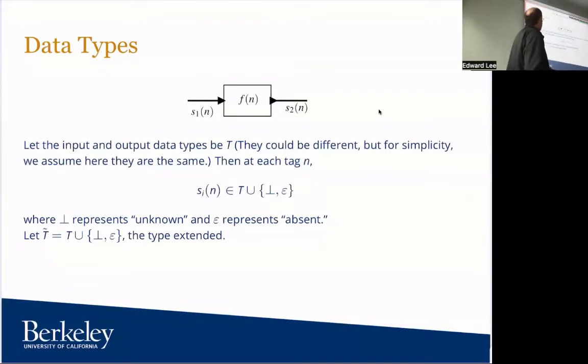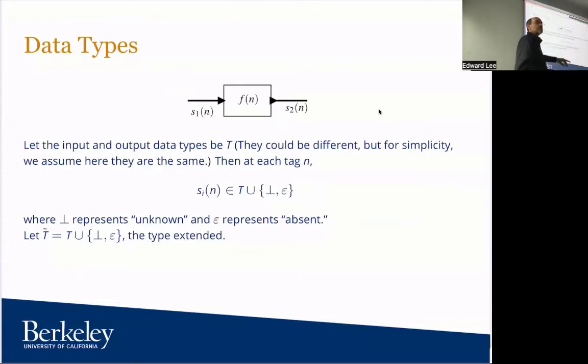And then the idea is that if you have a reactor that has, say, one input port and one output port, then you can model the behavior at that tag by talking about what is the value on the input port and what is the value on the output port. But we have to augment the set of values beyond just the data type. The reason is that we have to allow for the possibility of the absence of a value at a tag, which we represent with epsilon.